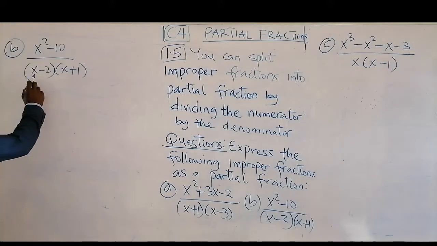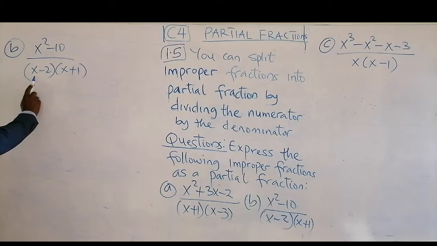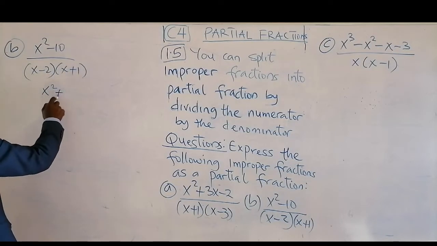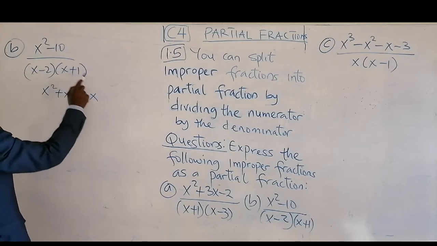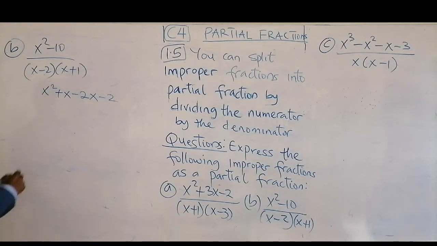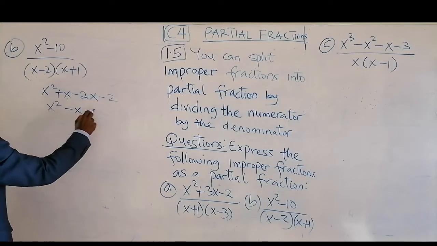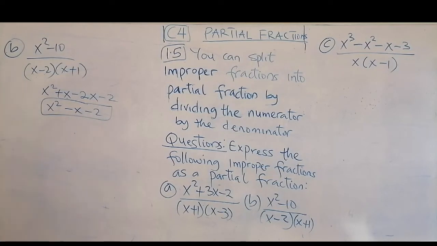We have to expand. The degree of the numerator is 2, and that of the denominator is also 2. So let's expand these linear factors. This one times this one, that's x squared. This one times this one plus x. This one times this one minus 2x. This one times this one minus 2. So I'm having now x squared, and this and this, that's minus x minus 2. Okay? So that's what I have here.